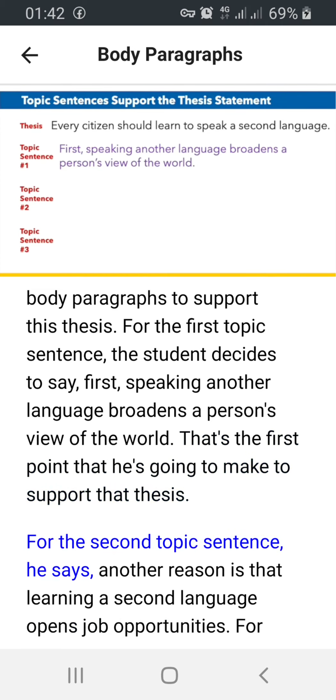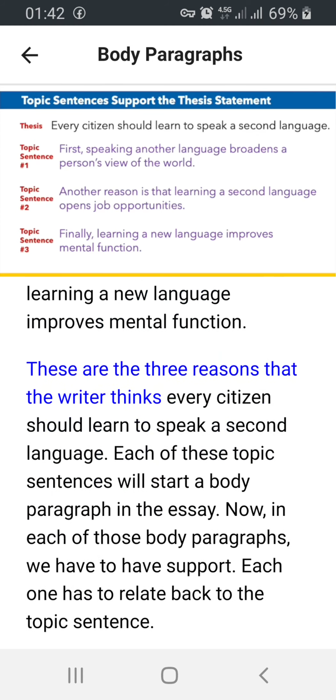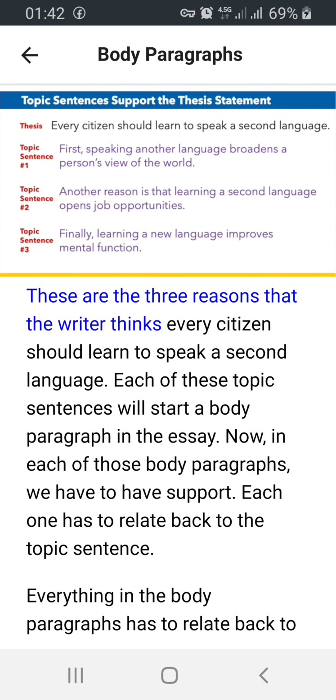For the second topic sentence, he says, "Another reason is that learning a second language opens job opportunities." And for the third topic sentence, "Finally, learning a new language improves mental function." So these are the three reasons that the writer thinks every citizen should learn to speak a second language. Each of these topic sentences will start a body paragraph in the essay.